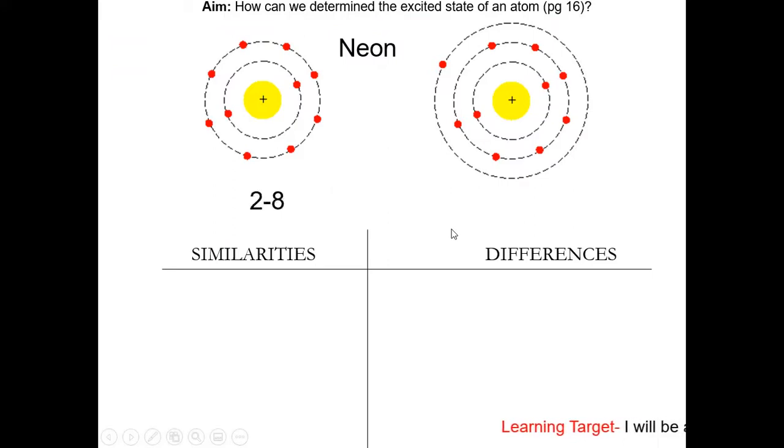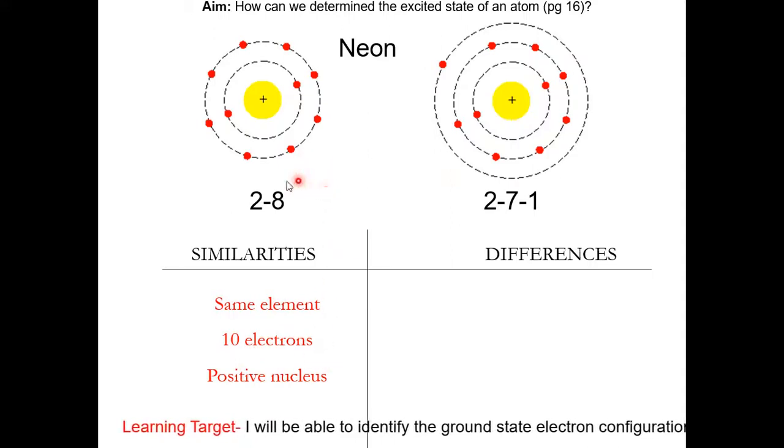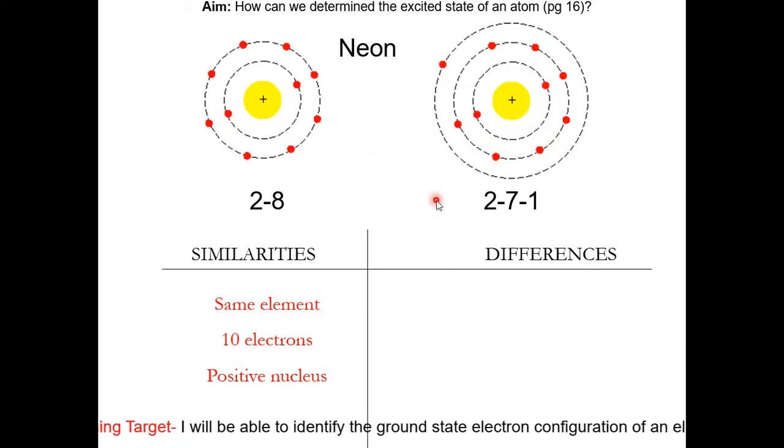Let me first write out the electron configuration of each of the atoms. The similarities between these two atoms are they're the same element, right? They're both neon, and they both have 10 electrons. That means both of these are neutral. There's no ions here. And they both have a positive nucleus.